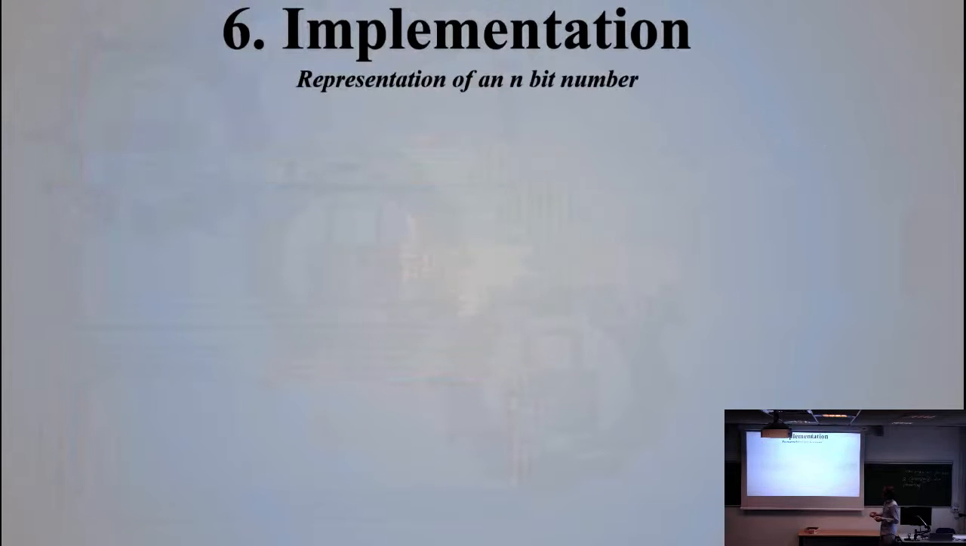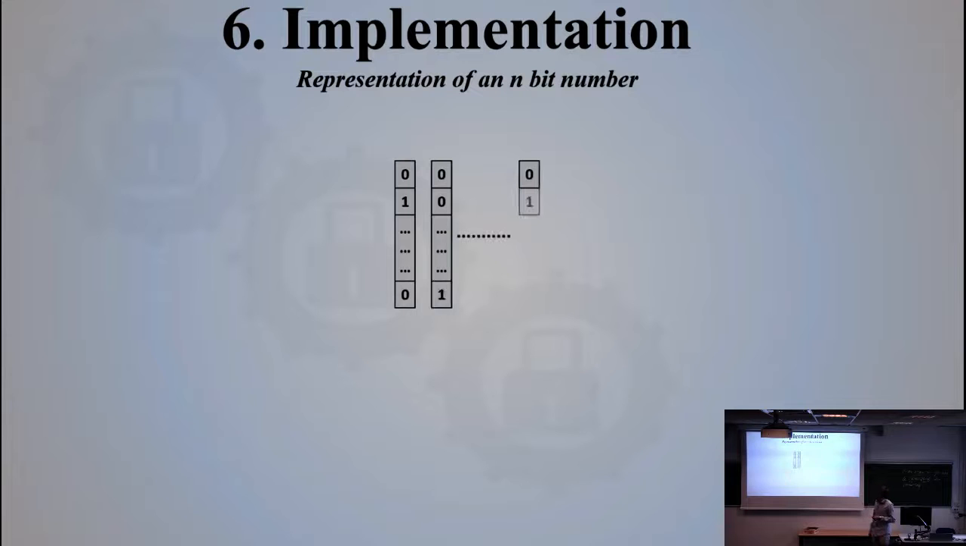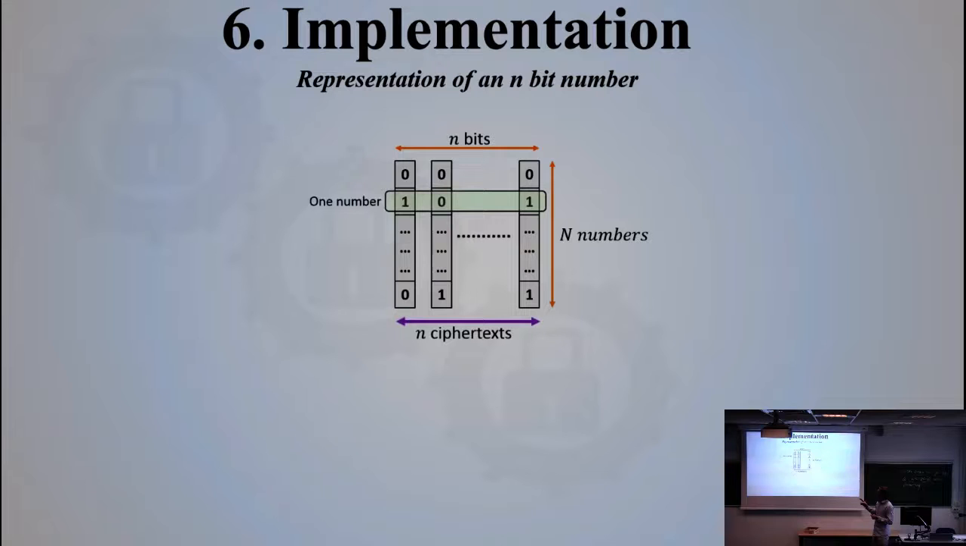So, to represent an n-bit number, this is how it was done. An n-bit number is actually n ciphertexts. So, well, small n ciphertexts. Each ciphertext represents a bit of the number, and you will have a big N numbers where the big N is the number of available slots in the vector.